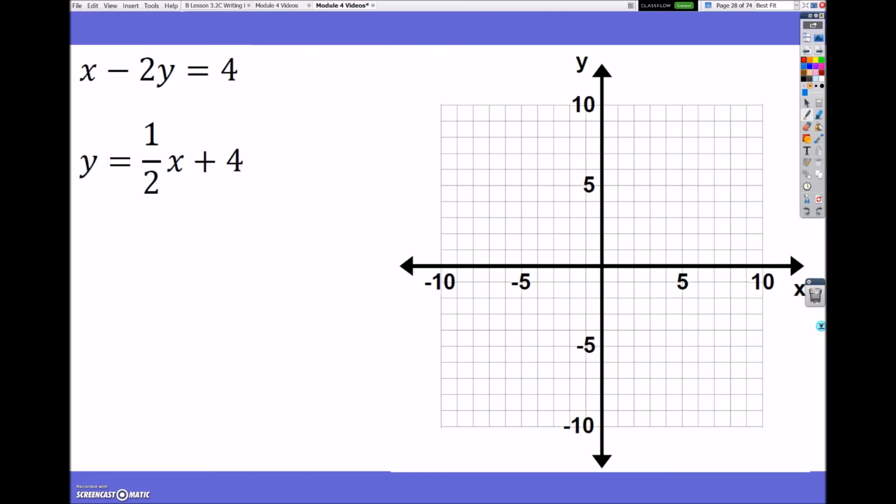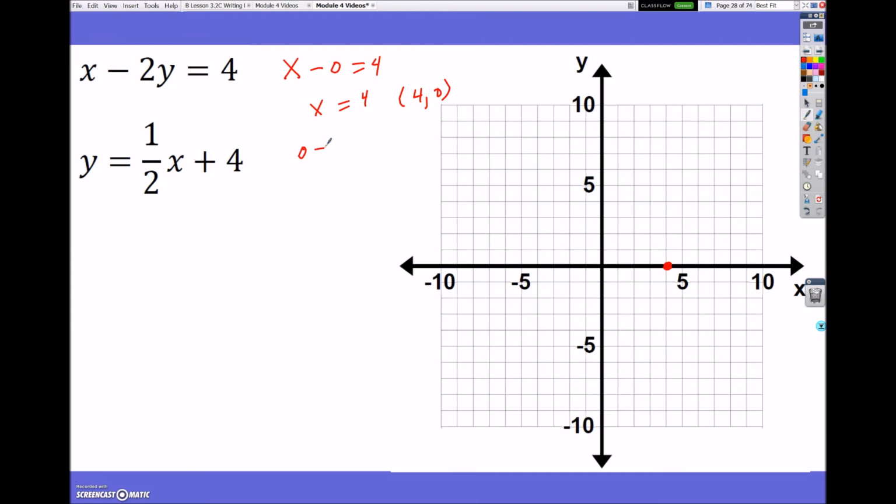Same idea. I have one in slope-intercept form and one in standard form. So for standard form, if I just plug in 0 for y, I would be left with x minus 0 equals 4, which would be x equals 4. So that means my x-intercept would be (4, 0). So I can plug in that point.